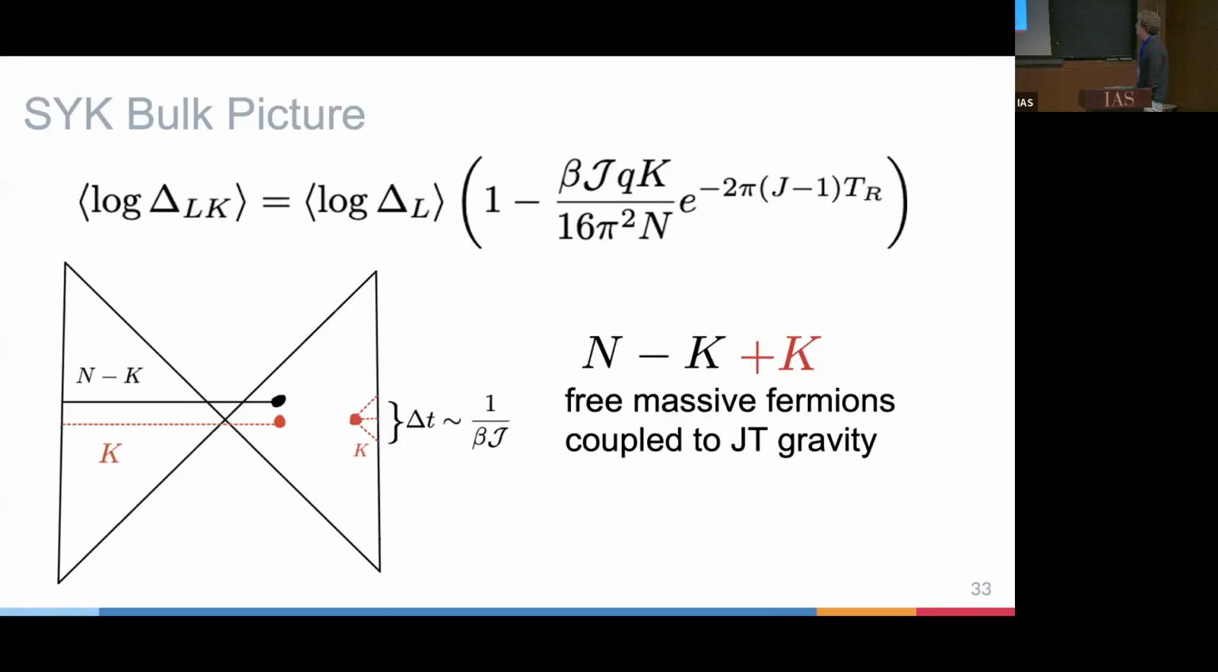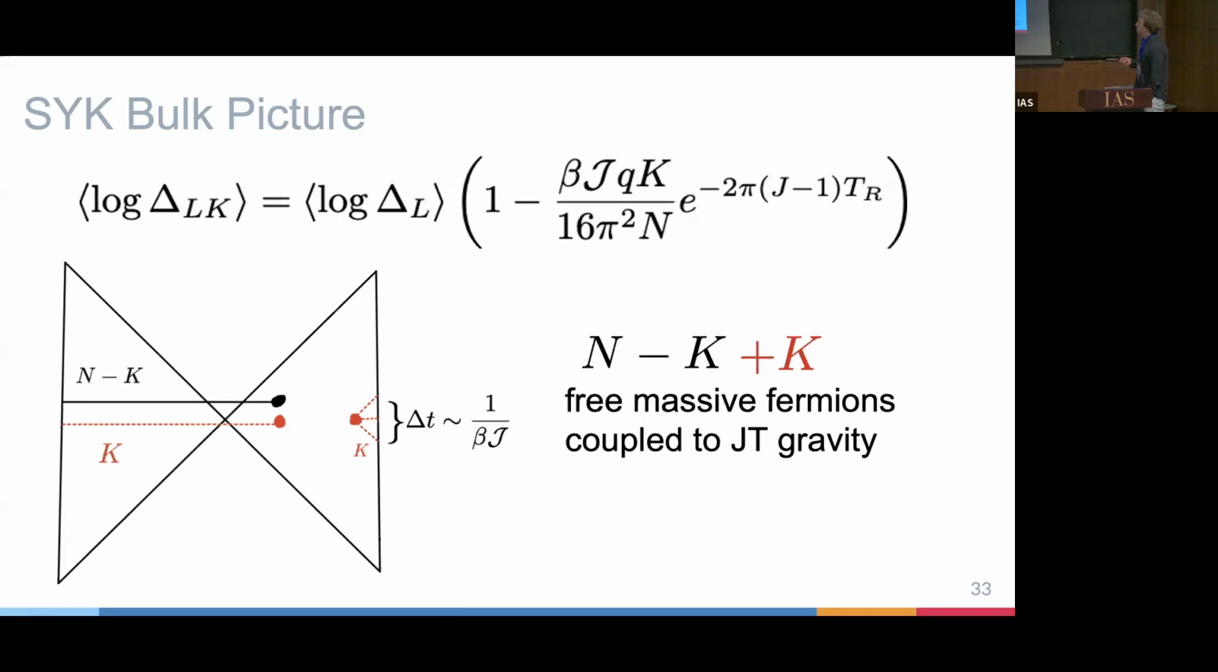And here's the model that we tested. Imagine that in the bulk you have N massive fermions. They have some mass set by their boundary dimension in the large beta J limit. And there are N flavors in the bulk. I'm going to separate out K flavors. I'm going to call them the red flavors, and then the black flavors, the remaining N minus K. And for these K flavors, I'm going to imagine that there's some small entanglement wedge, a quantum extremal surface very near the boundary that's associated to those K guys.